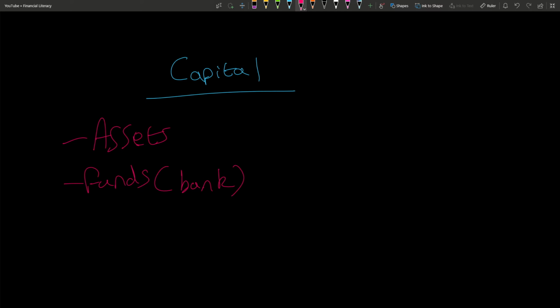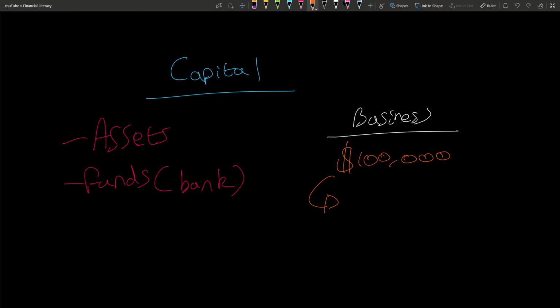So in the context of a business, the principle is essentially the same. If I say the capital of the business, we need, let's say, $100,000 capital a year. That means we need $100,000 to purchase the goods and services to run the business.